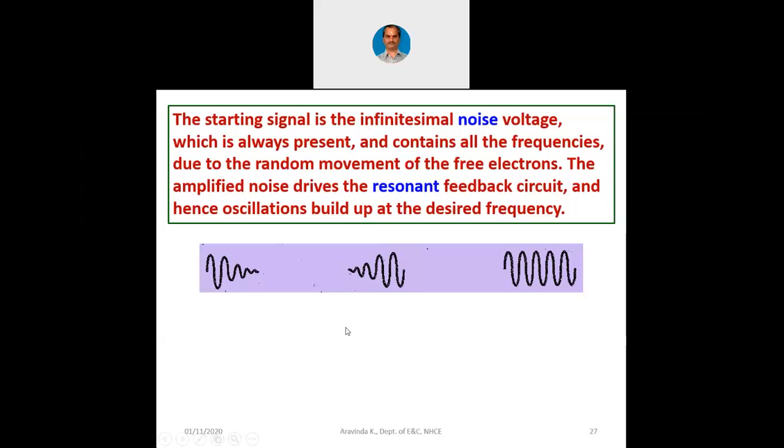So you can see that at the left side there is a damped oscillation, in the middle there is a produced oscillation which is of increasing amplitude, but at the rightmost side it is called a sustained oscillation. It means the oscillator circuit will keep on producing the same amplitude and the same frequency continuously without any further distortion.